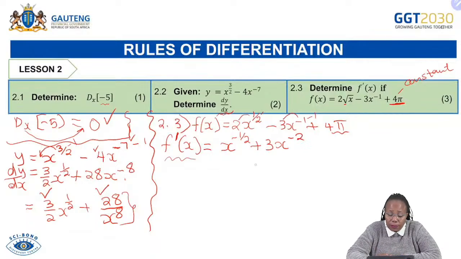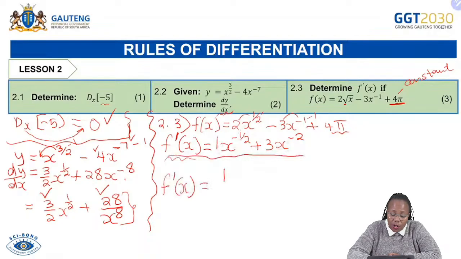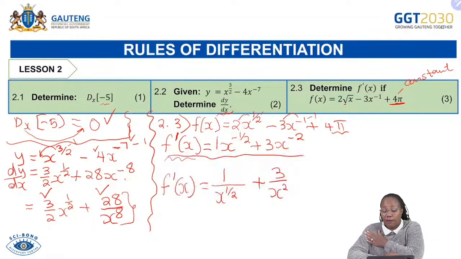So now, if the examiner wants you to get rid of it, I am saying to you, you can stop there if you are not comfortable with changing this to a positive exponent. Changing to positive exponent, we leave that 1 on top, and then below we have x to the power half. Plus, we leave 3 on top, and then x squared goes to the denominator and now becomes positive.